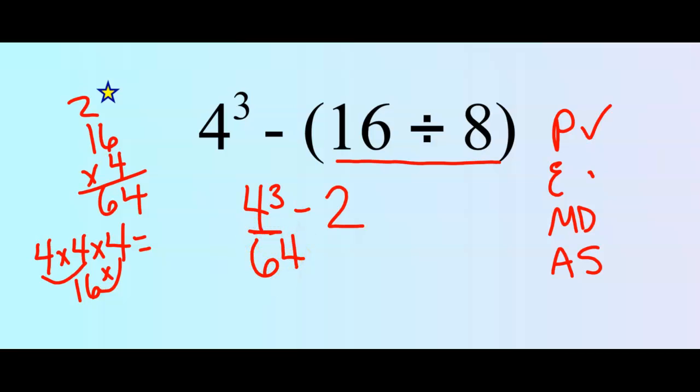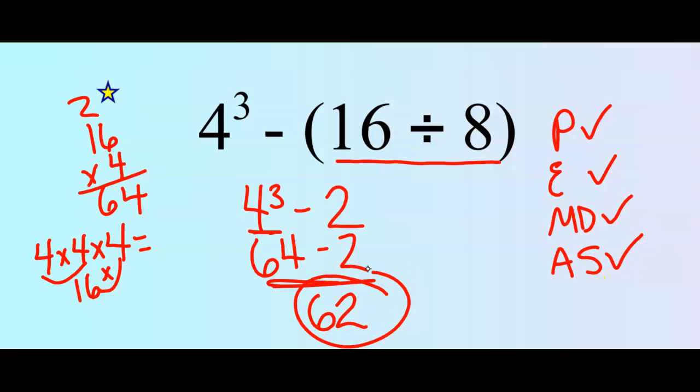So doing the exponents, we have 64 minus 2. We have no multiplication division. So our last step is 64 minus 2, which is 62. Boom. There you go. Final answer is 62 for that one.